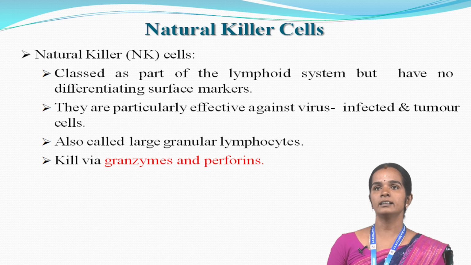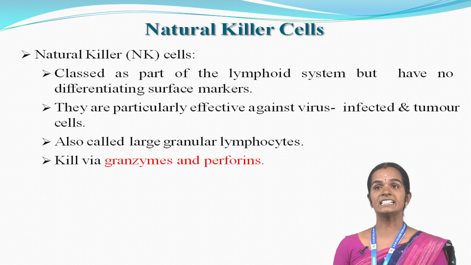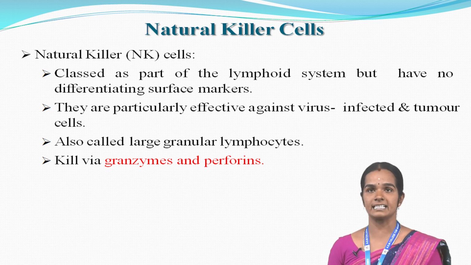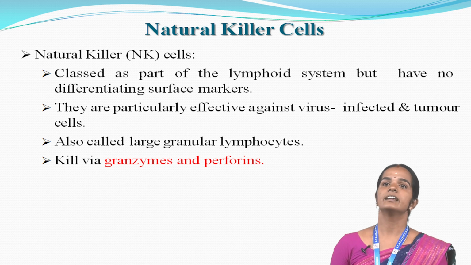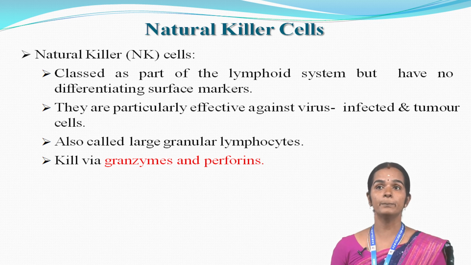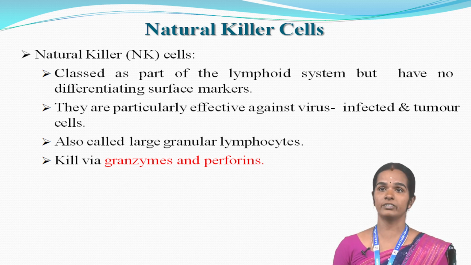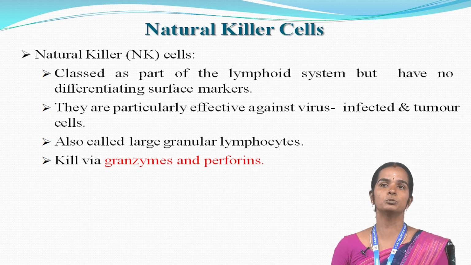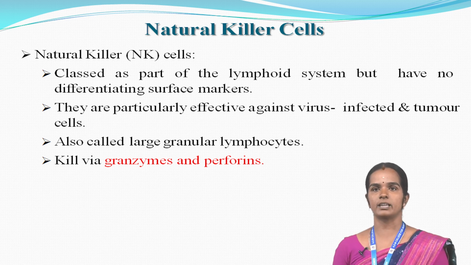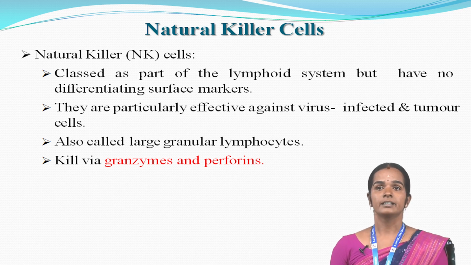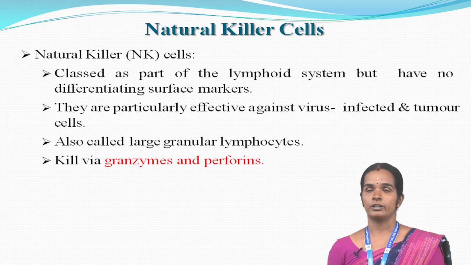These are the natural killer cells, called NK cells. NK cells are classed as part of the lymphoid system and have no differential surface marker. They particularly attack various infected and tumor cells. They are also called large granular lymphocytes, and they kill via granzyme and perforin.